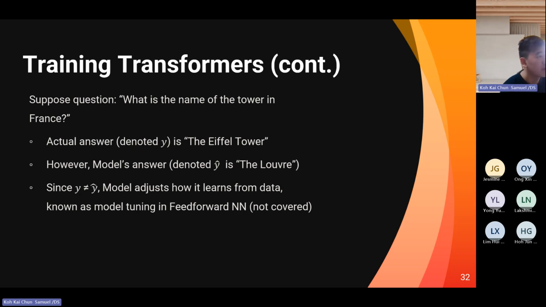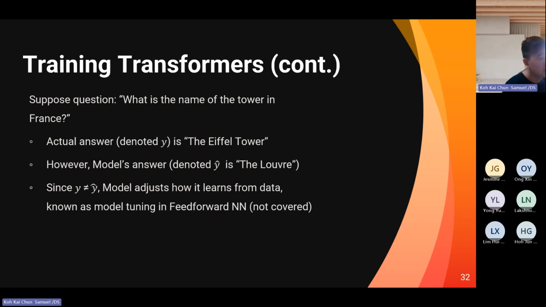So training transformers, suppose the question is, what is the name of the tower in France? The actual answer is denoted Y, right? It's the Eiffel Tower. However, the model's answer is denoted Y pred. So in statistics, we have the actual output Y and the predicted output Y pred. So say Y pred is the Louvre. Since this is not correct, the Louvre is actually a museum somewhere else. It's not the name of the tower in France. And hence, since Y is not equal to Y pred, the actual answer does not match the predicted answer that ChatGPT, this transformer, gives.